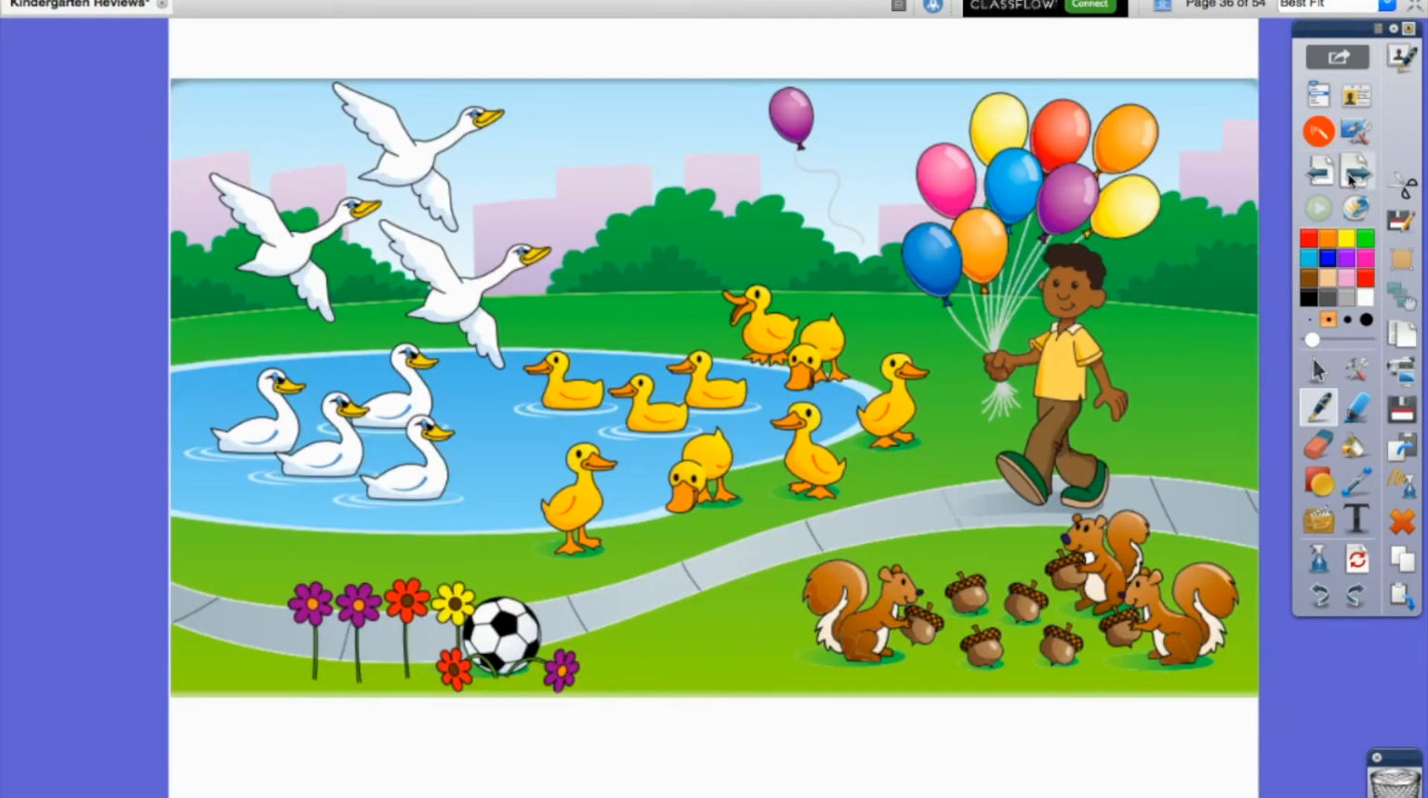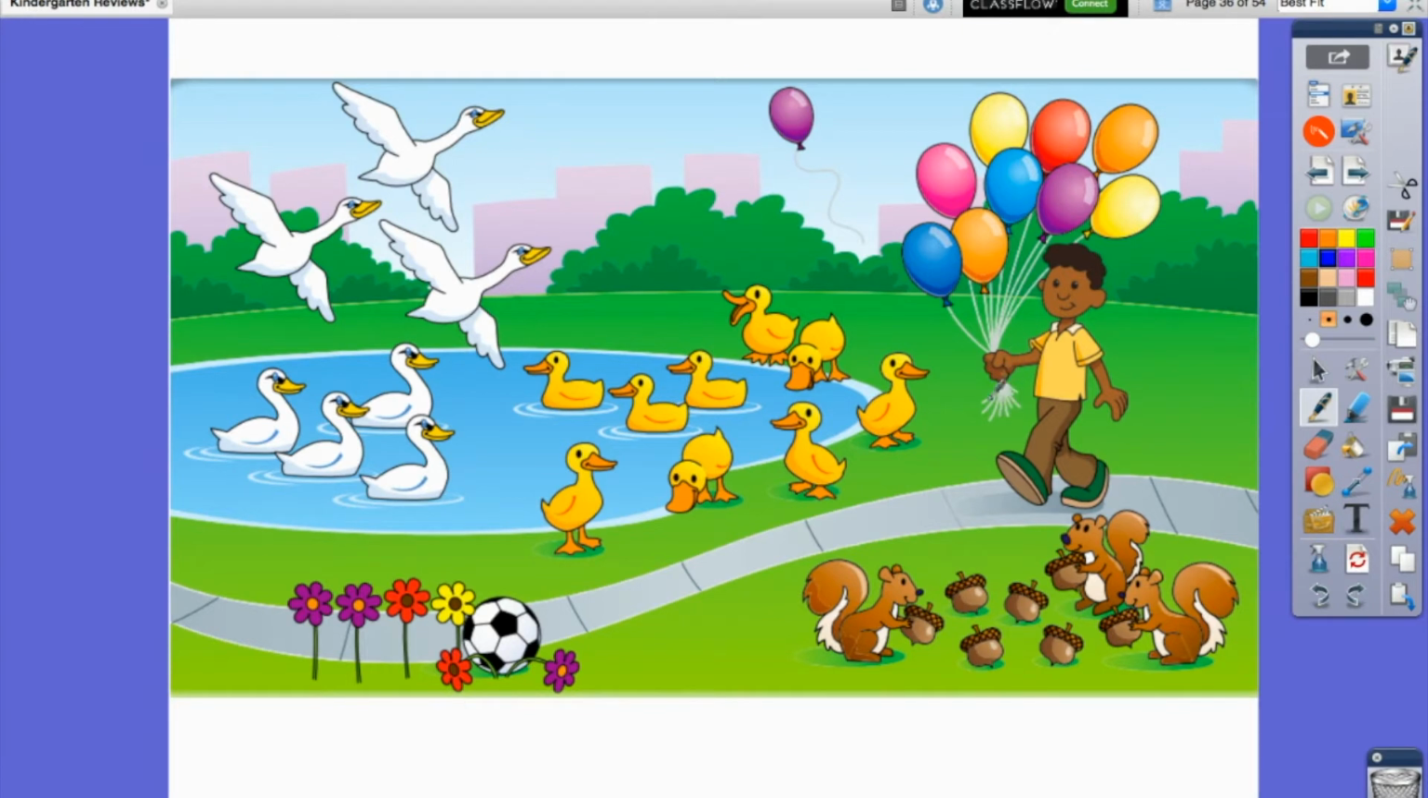So let's look at this picture. To subtract within 10, we did this with our addition as well. Some of these pictures show subtraction because if we look at the balloons, we see that one of the balloons is getting away. So that is showing us a subtraction problem. Let's start off with how many balloons are in the picture. Let's count. We've got 1, 2, 3, 4, 5, 6, 7, 8, 9.